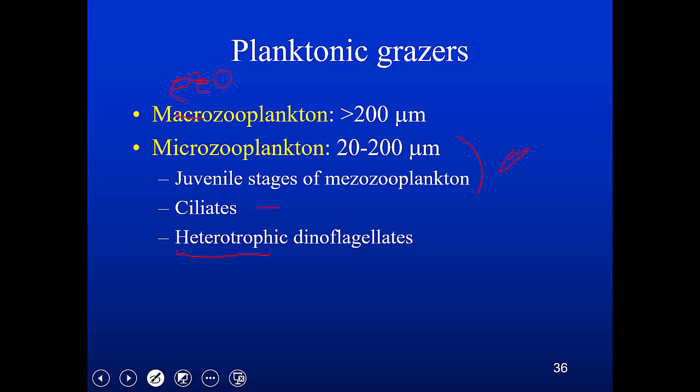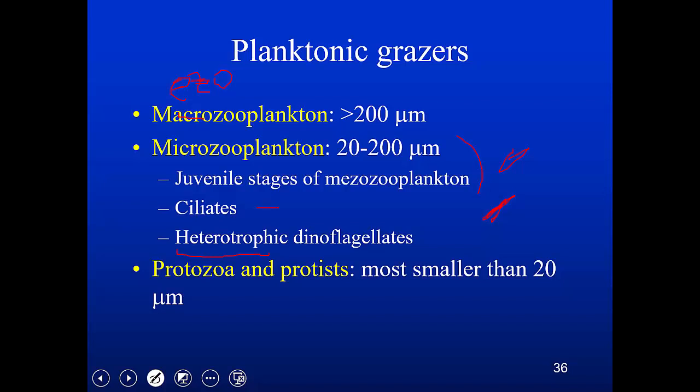That is, they don't carry out photosynthesis, and they are analogous to the other members of their size class in terms of the zooplankton. They're card-carrying zooplankton. And then moving finally down in size, we have the next group of organisms that are smaller than 20 microns, which include protists and protozoa.